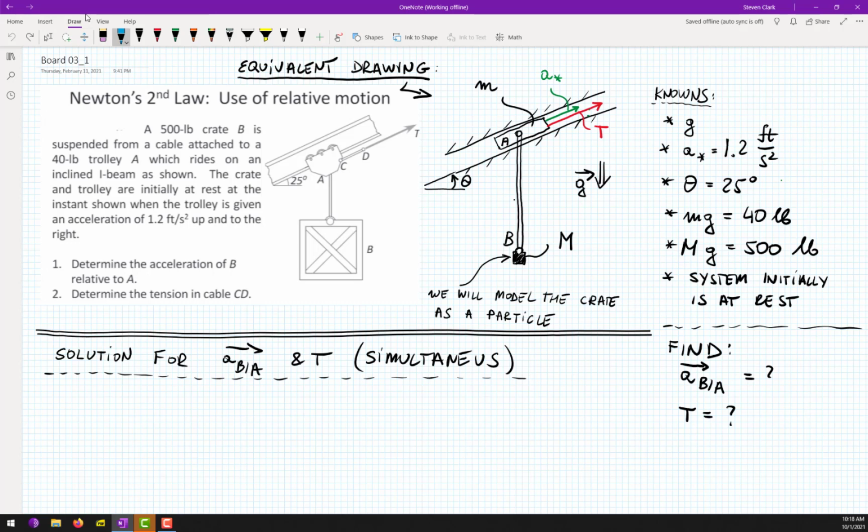And they ask us to find the relative acceleration. So when you sit on the trolley, if we travel with the trolley and look at the crate, they ask us what acceleration will we see? And they also ask us to find the tension in the cable that pulls the trolley up. This red T. Questions to the problem statement?